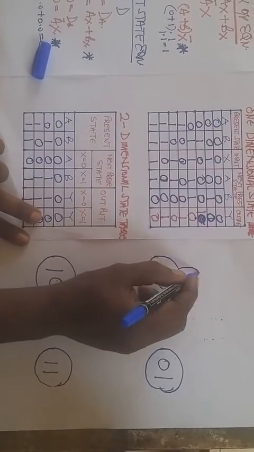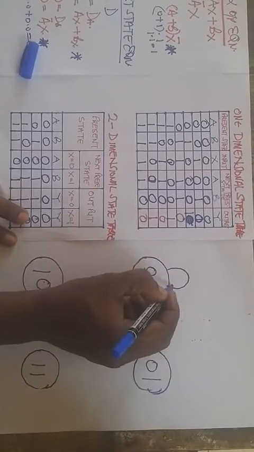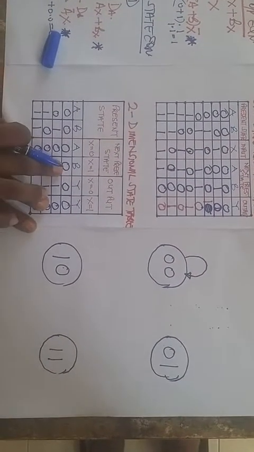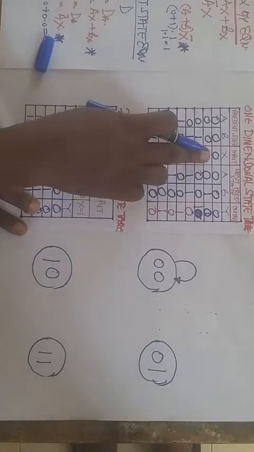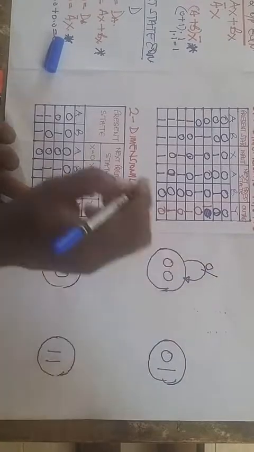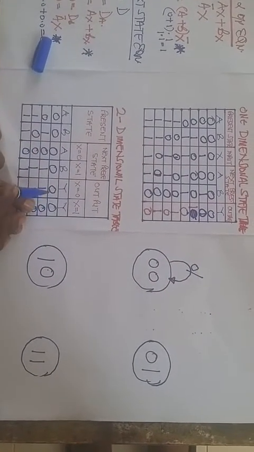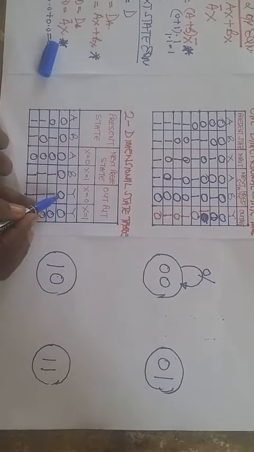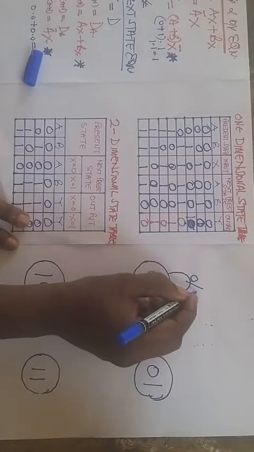If there's no change, we draw an arc on it. The input that caused no change is 0, so that is 0 slash, then what is the output? It's giving us an output of 0. So 0 slash 0.